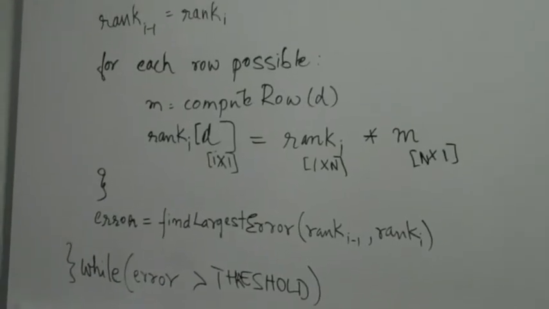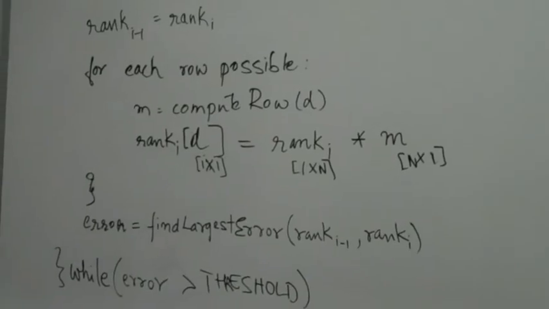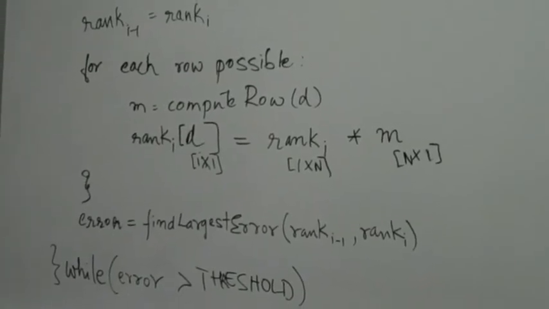Yeah. So the compute row is the part where we generate the M star. Yes, that's a row in M star.